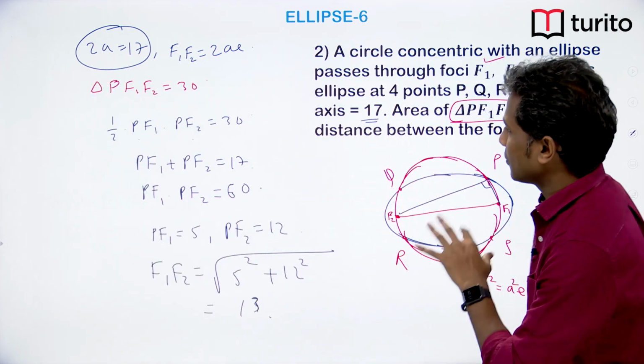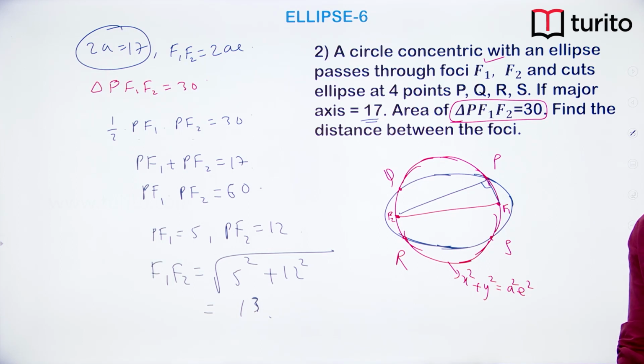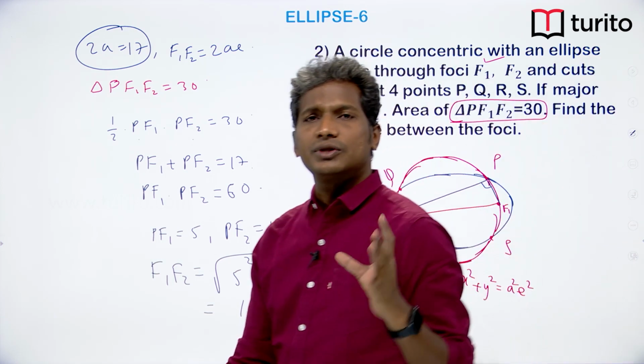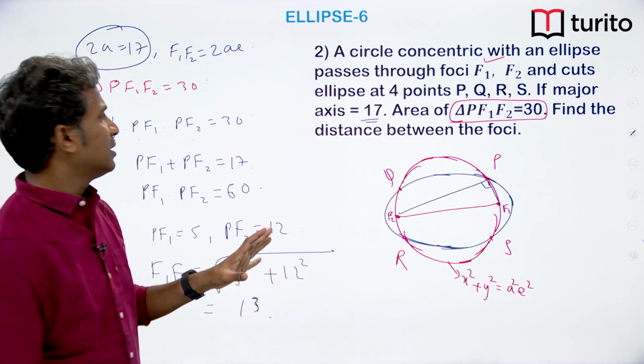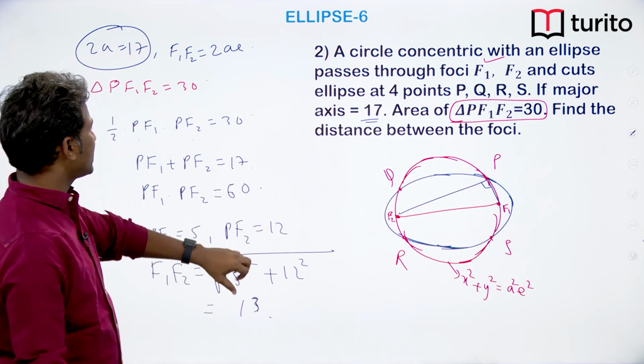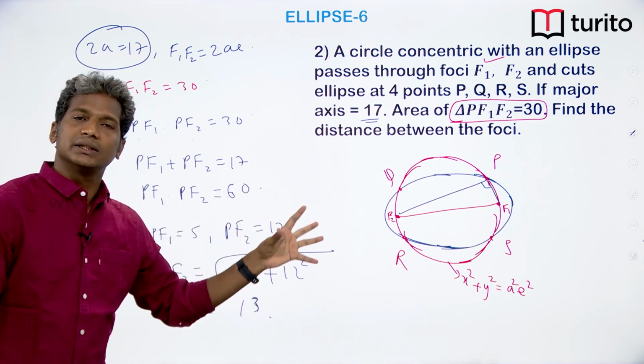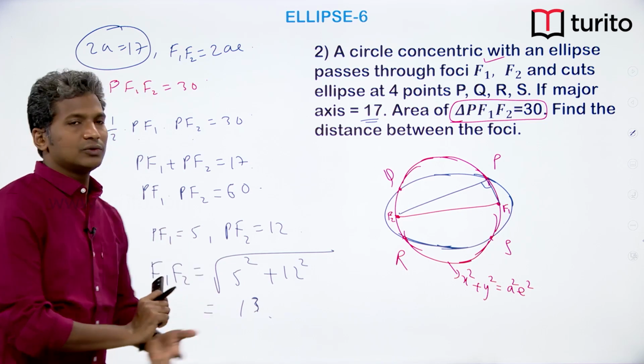We have solved this problem using pure geometry. If you have observed, we have not used many concepts of ellipse here. We have used pure geometry, right angle triangles and circles. Okay. Come on, take a note of this.